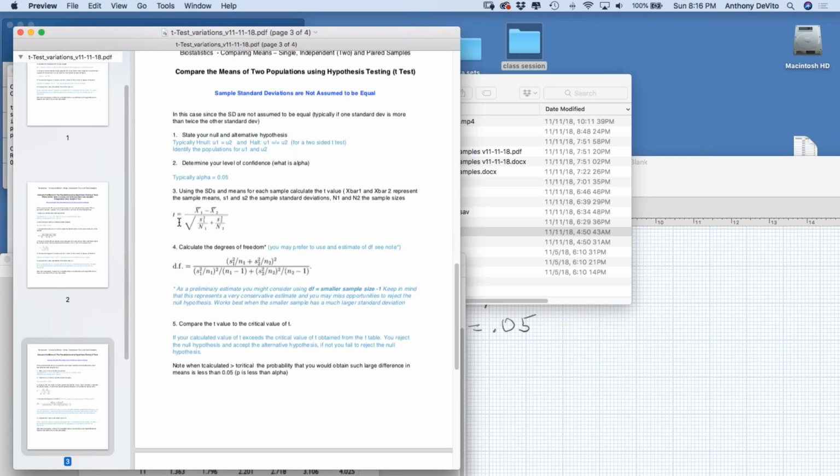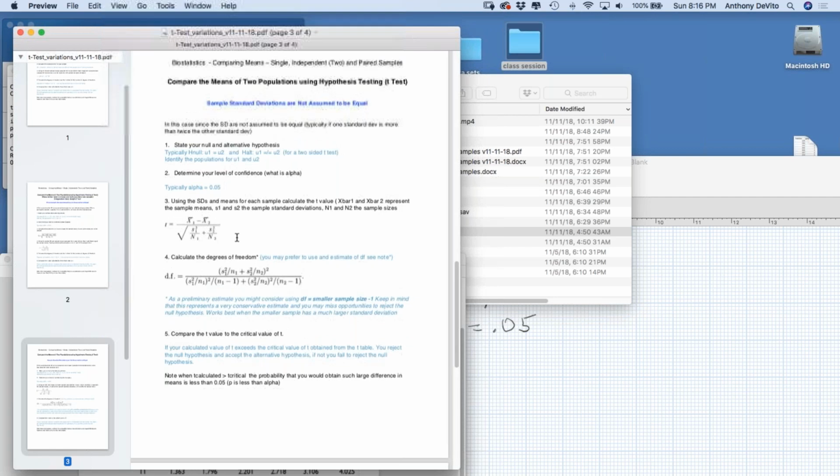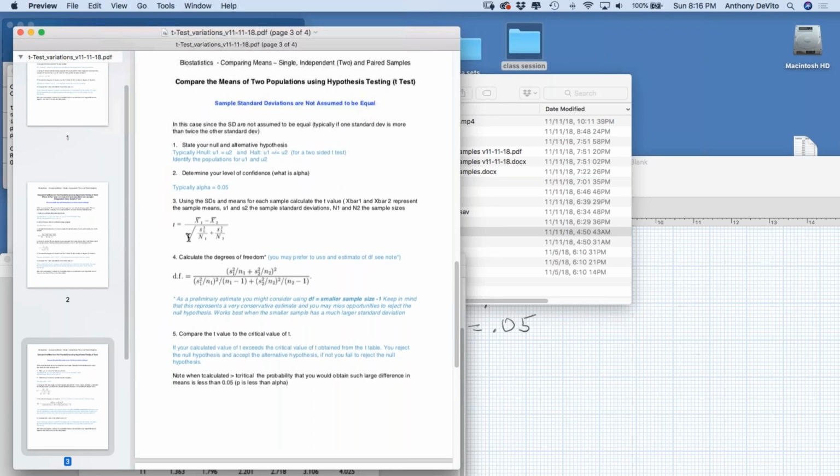You don't have to calculate the full standard deviation here, but you do calculate x bar 1 minus x bar 2, same as we did before, over the standard error. In this case, it's going to be equal to the square root of the standard deviation of group 1 squared over the sample size of group 1, plus the standard deviation of group 2 squared over the sample size of group 2. Add them together, find the square root, and divide that into the difference between the two means to calculate your t value.